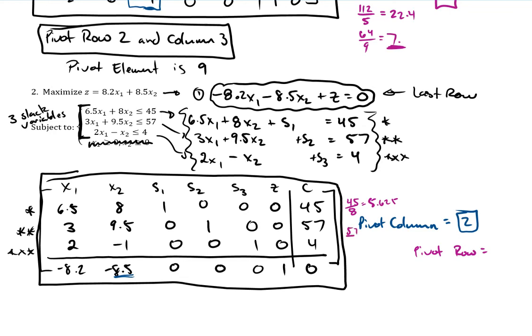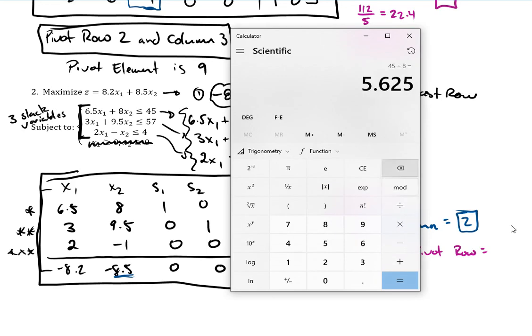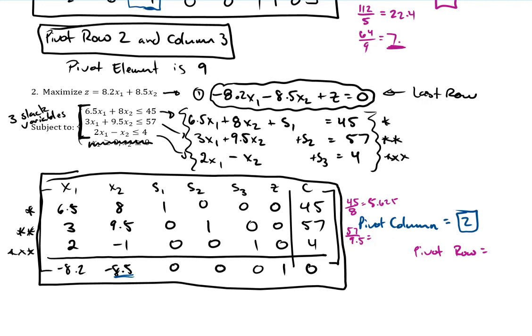My pivot column information is kind of in the way. Let me put it 57 over 9.5. Okay, so 57 divided by 9.5 gives us 6. So that's equal to 6. This last one is a negative number. 4 divided by negative 1 is negative 4. Well, we have another rule for when this happens. When we do this quotient, when we're finding the pivot row, the value has to be positive. So this negative is instantly out of the running.